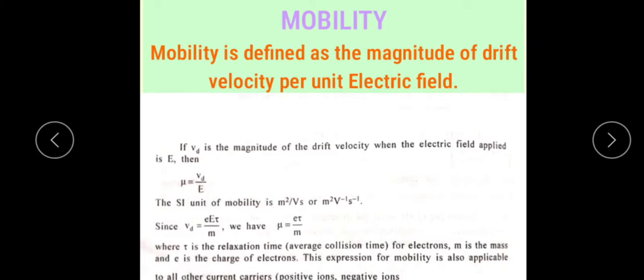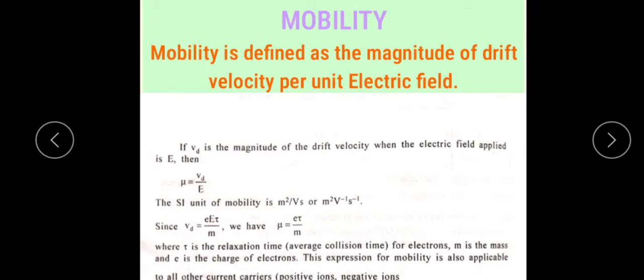Since we know the expression for the drift velocity, Vd is equal to minus e E tau divided by m. Now we want only the magnitude, so Vd is equal to e E tau divided by m. This is the expression for drift velocity.